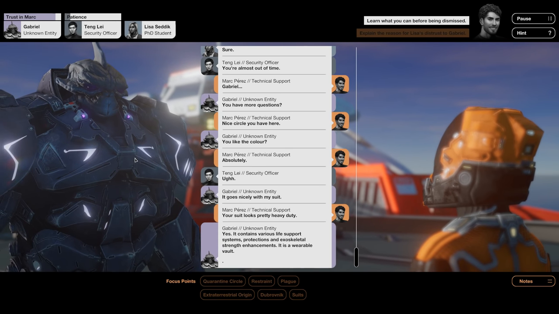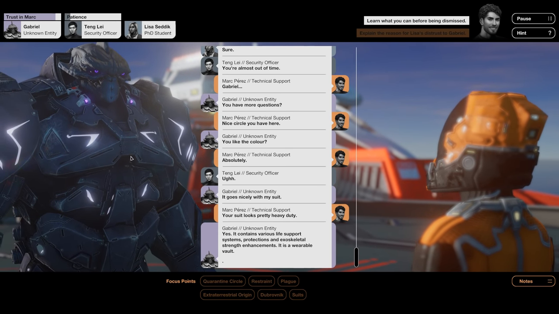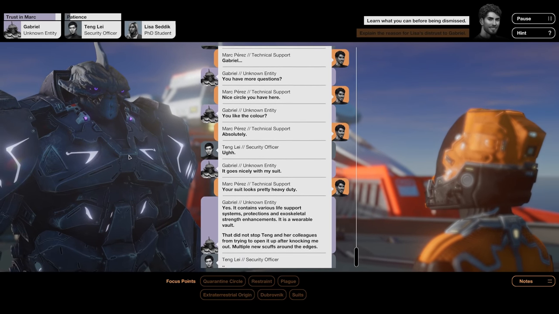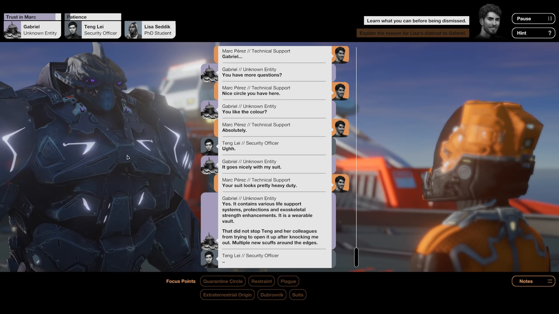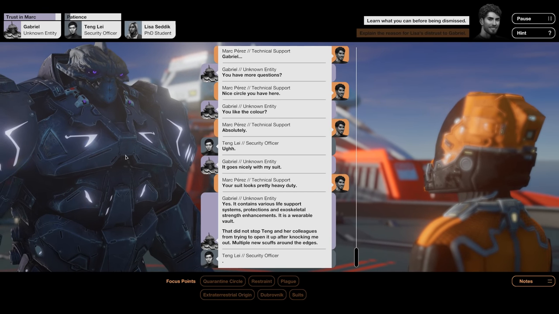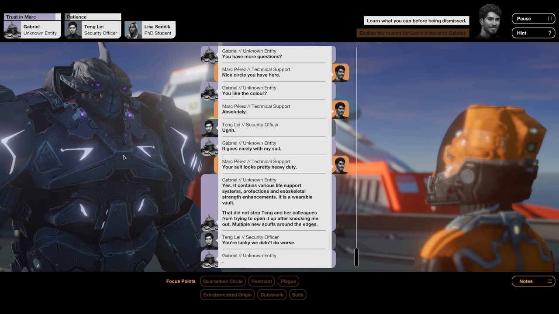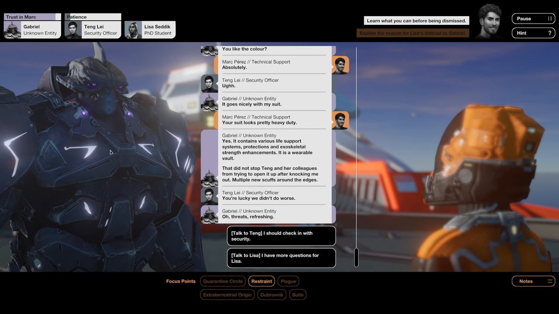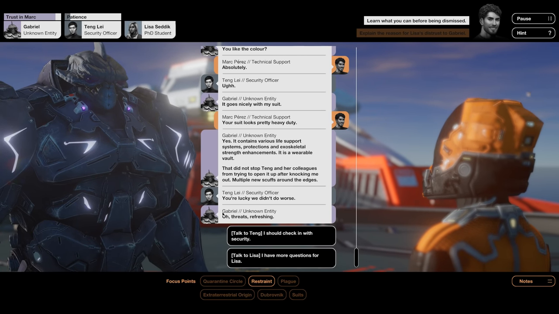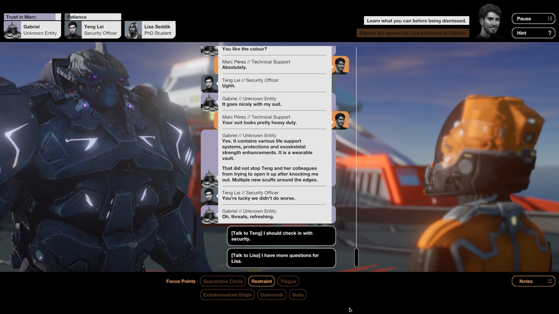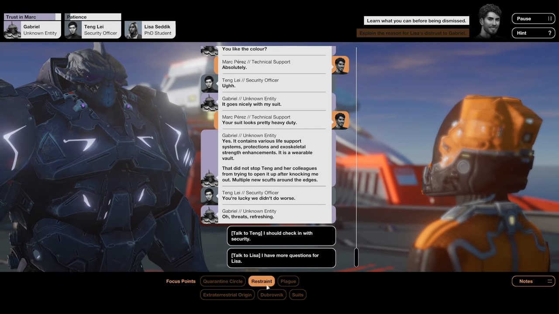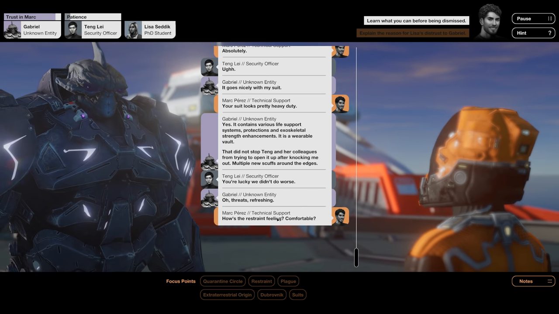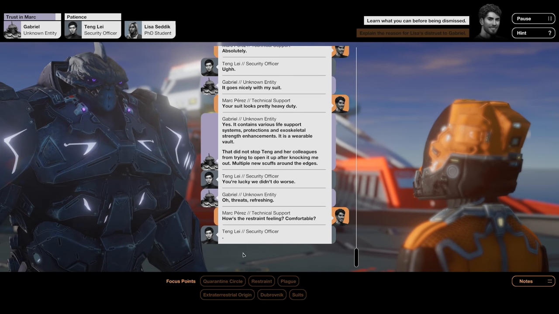Yes, it contains various life support systems, protections, and exoskeletal strength enhancements. It is a wearable vault. That did not stop Tang and her colleagues from trying to open it up after knocking me out. Multiple new scuffs around the edges. You're lucky we didn't do worse. Oh, threats. Refreshing. How's the restraint feeling? Comfortable? And Tang's done with me.